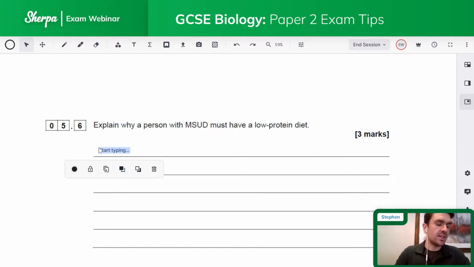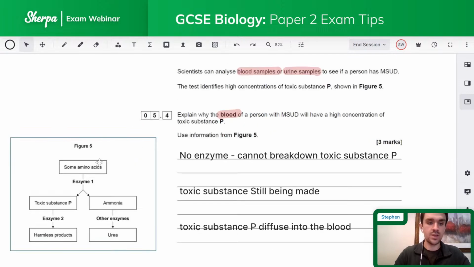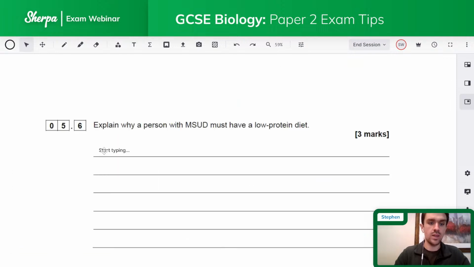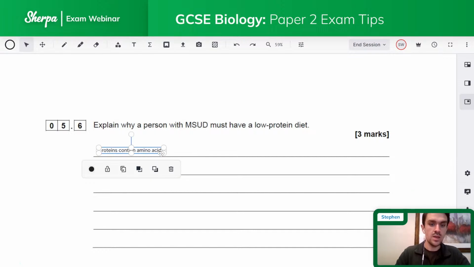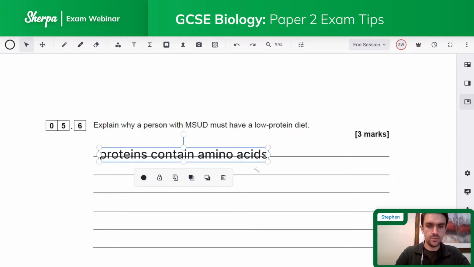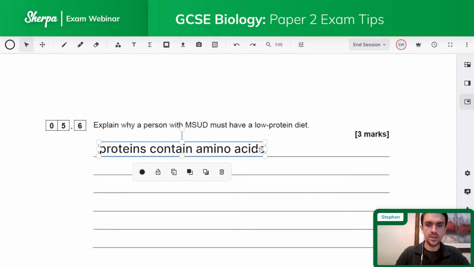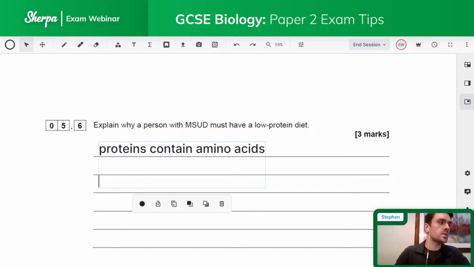Well, we can state the obvious, okay? We've been told that it's all about amino acids in these previous questions, because that's how it starts. And we know proteins contain amino acids. So let's write that down. We can say proteins contain amino acids. Okay, so that can be our first point. Let's make that a little bigger. Fantastic. So proteins contain amino acids.